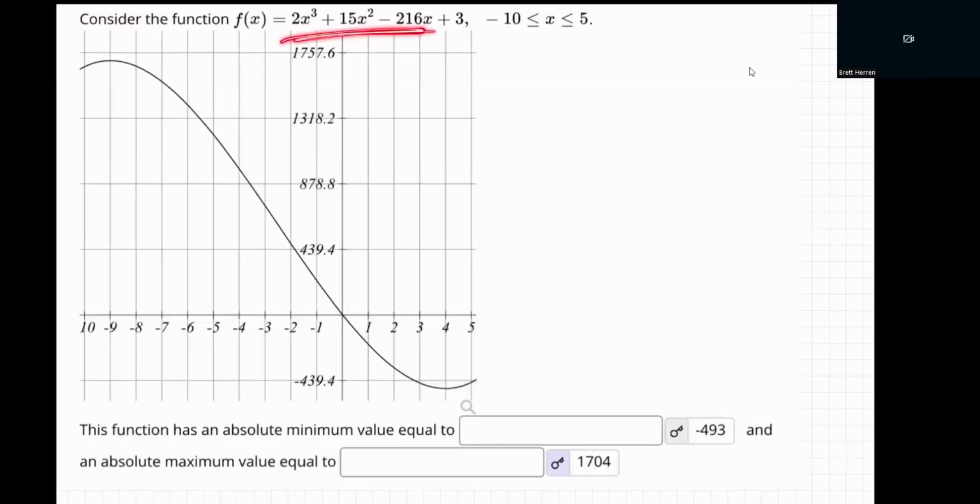This example gives us a function, and they even give us the graph. And they want us to find the minimum value and the maximum. Now, when they say that, they mean the minimum y value and the maximum y value. In other words, you can see it right here. Here's the max. We can see it on the graph.